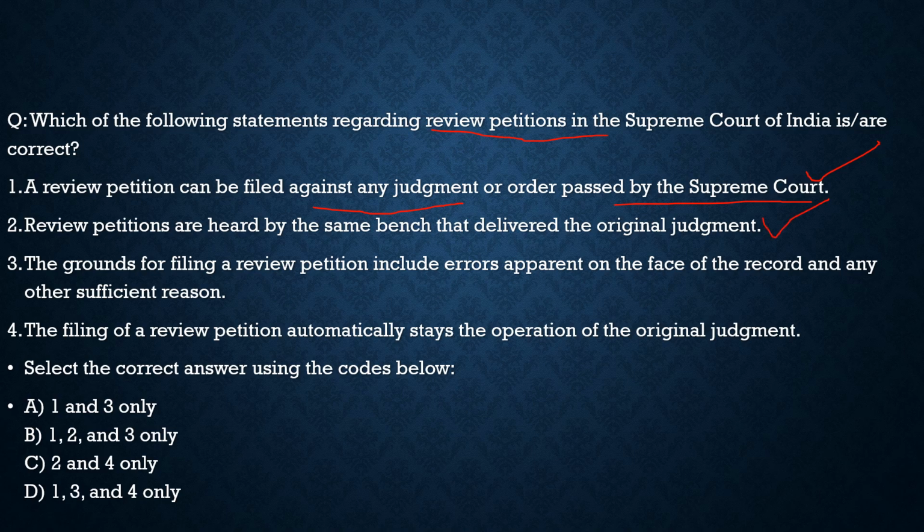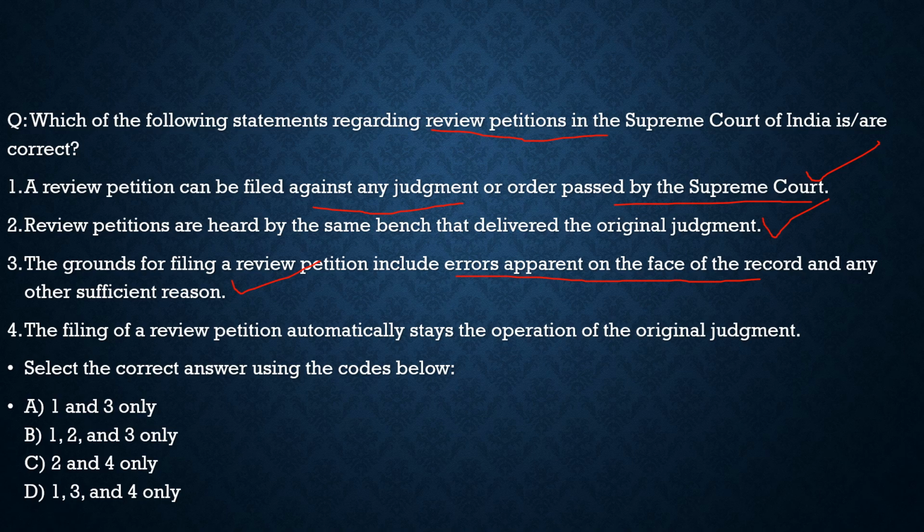100% correct. They only accept it or reject it. Third statement, the grounds for filing a review petition include errors apparent on the face of the record and any other sufficient reason. 100% correct. Whether there is any error with respect to the judgment or any new evidence has been found out. So this review petition can be accepted. So statement 3 is also correct.